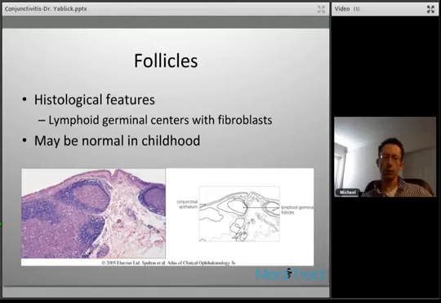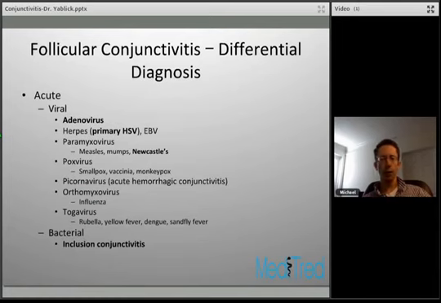There's, again, an extensive differential diagnosis for follicular conjunctivitis. Most of these conditions tend to be viral conditions, as you can see there below. But the one exception is one bacterial condition, which is inclusion conjunctivitis. So, as with papillary conjunctivitis, you can have both an acute and a chronic form of the disease. Chronic follicular conjunctivitis, the differential can be chlamydial disease, molluscum, Moraxella, Lyme, or toxic.